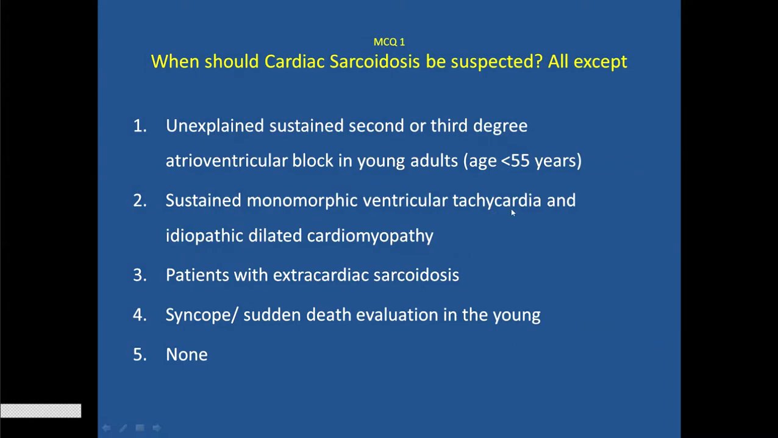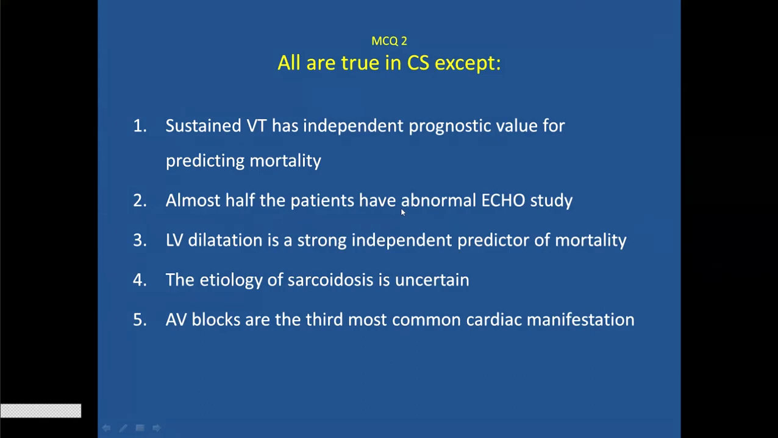Sustained monomorphic ventricular tachycardia and idiopathic dilated cardiomyopathy. Patients with extracardiac sarcoidosis, syncope or sudden death evaluation in the young. What is it? When do you suspect sarcoid? Any of these scenarios you suspect sarcoid. So all are correct for sarcoid.